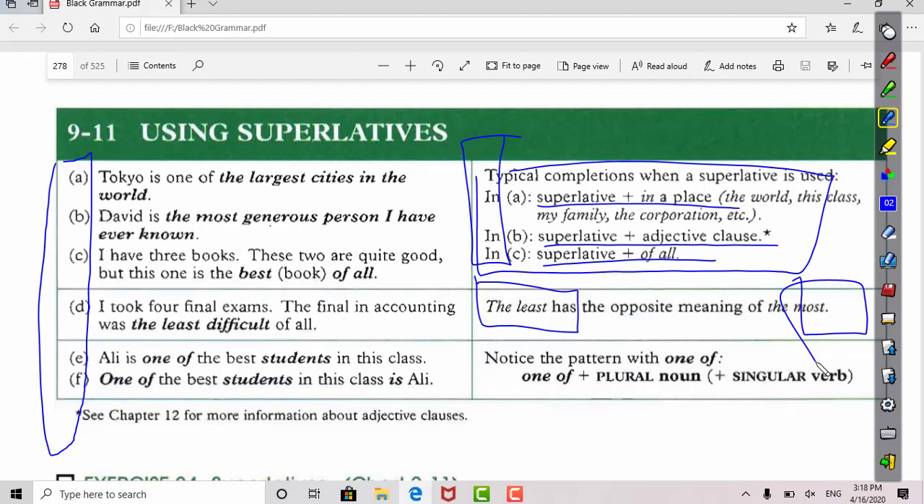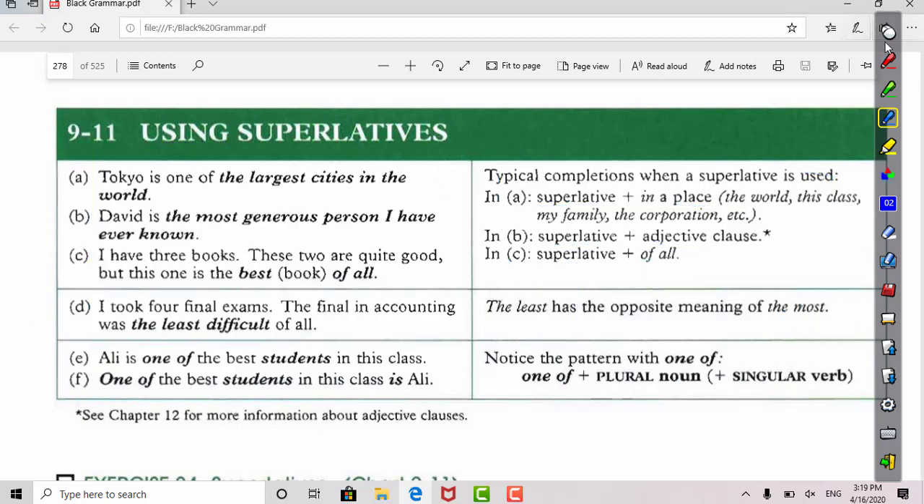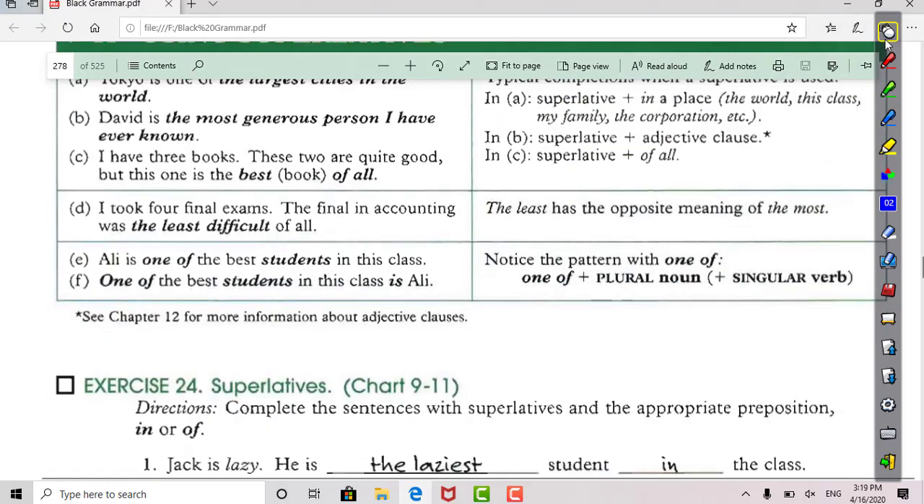You have to remember that one of will be plus plural noun plus singular verb. All right. This one when we talk about using superlatives. Actually, this one's not common for some people to speak English by using this one, but you have to make sure that this one should be used, and then if you forget you can see the formulation again.